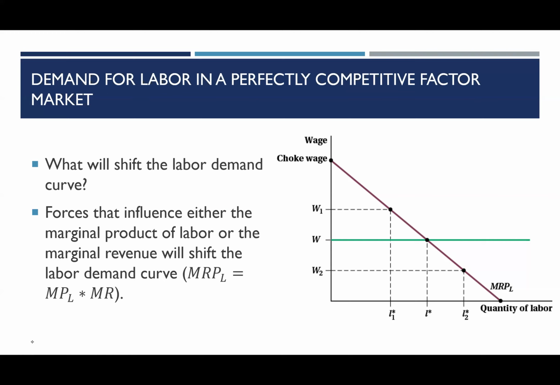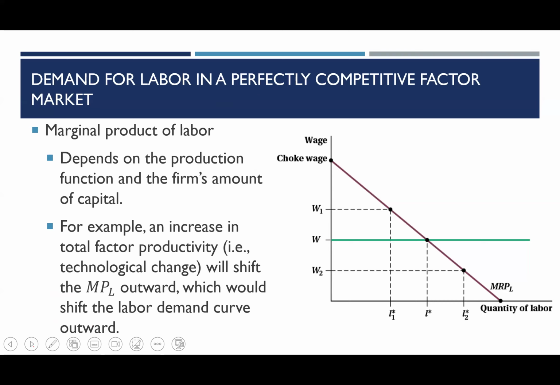All right. So let's start with thinking about what's ultimately going to cause the labor demand curve to shift. Because labor demand is given by that marginal revenue product, which is the multiplication of the marginal product of labor times marginal revenue, anything that changes either of these factors is going to result in a shift of that curve.